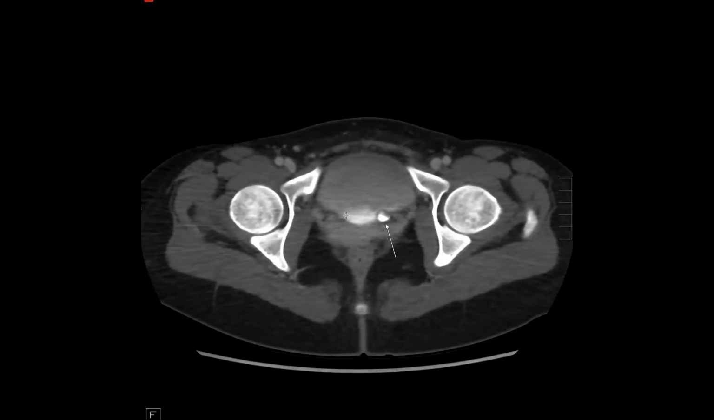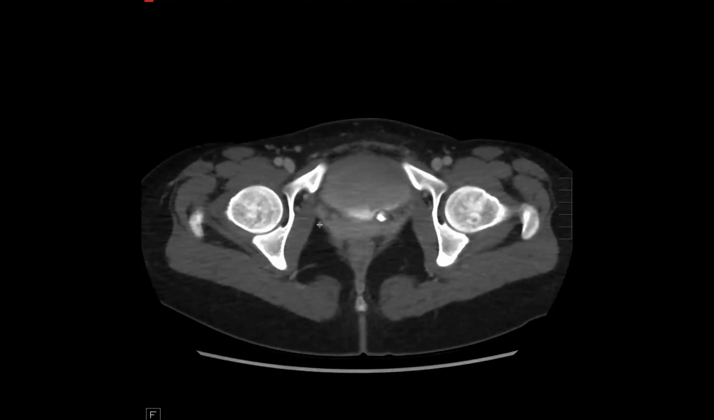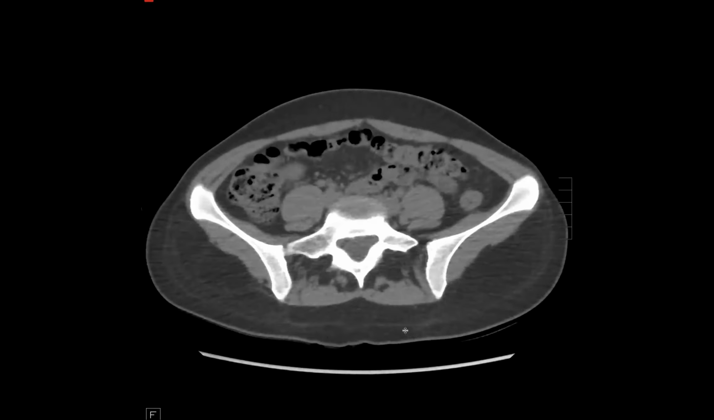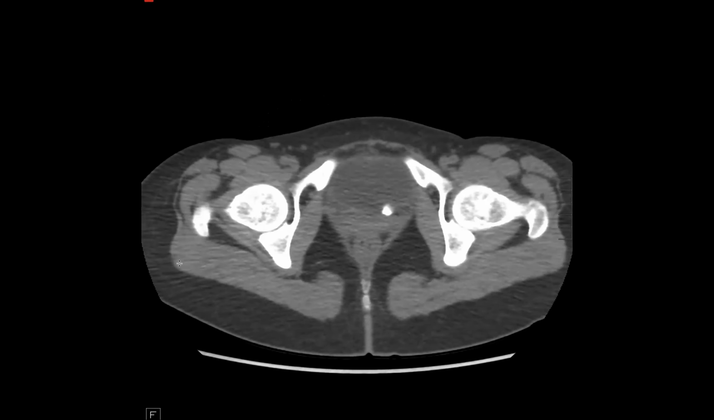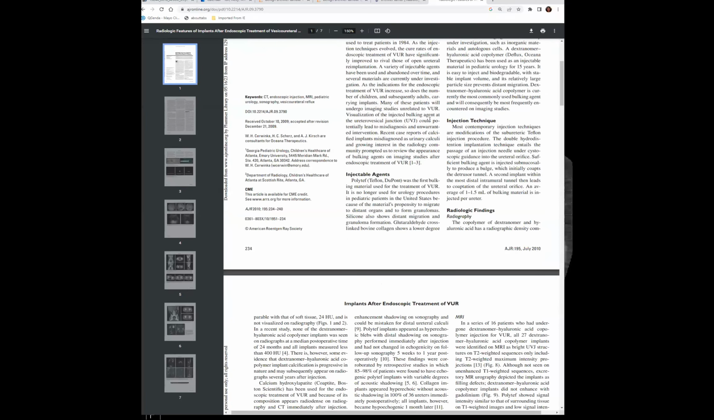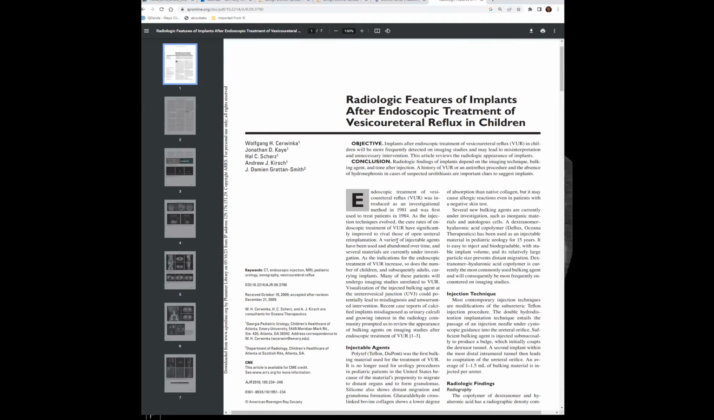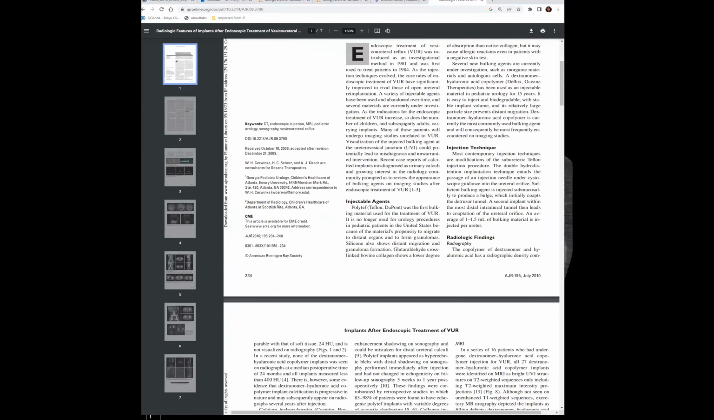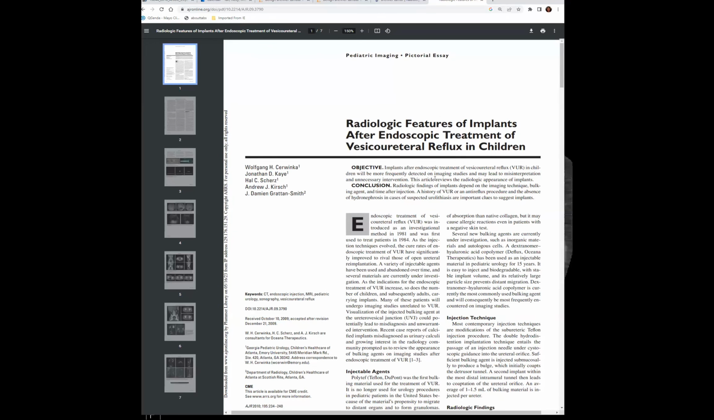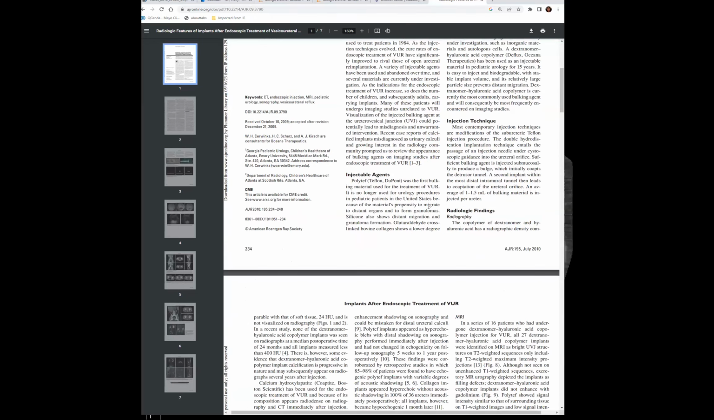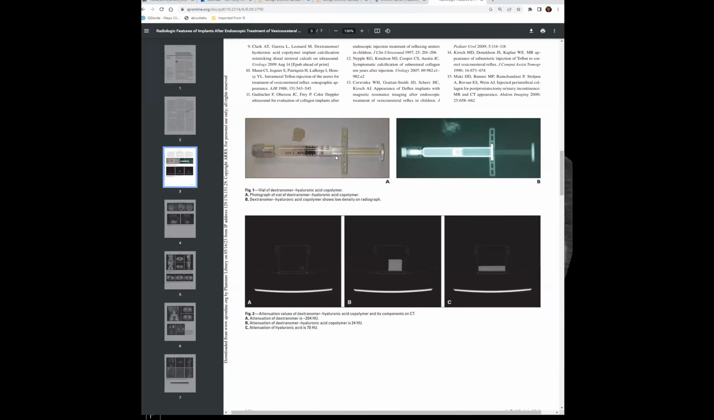What if I said the patient had a history of reflux as a child? Like silicone injection at the UVJ? Yeah, so it's a Deflux injection. This is Deflux. So this is an example of Deflux. Here's a paper from AJR looking at different kinds of implants that we can use for the treatment of reflux.